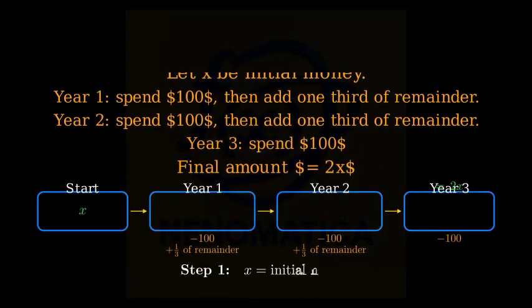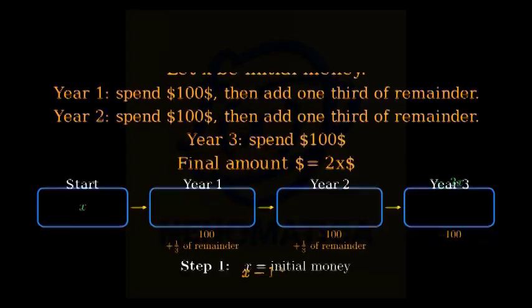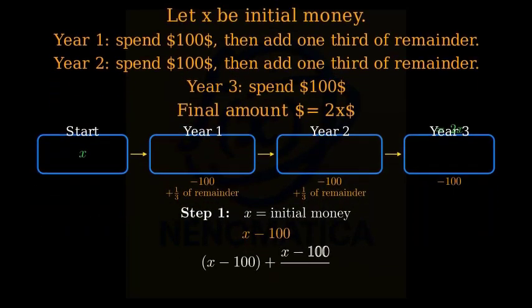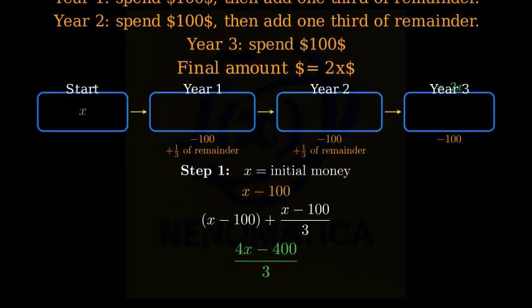Step 1. Define the variable. Let x be the initial amount of money. Step 2. After spending 100, the amount is x minus 100. Then add 1/3 of that remainder. So the new total is (x minus 100) plus 1/3 times (x minus 100). This simplifies to (4x minus 400) over 3.